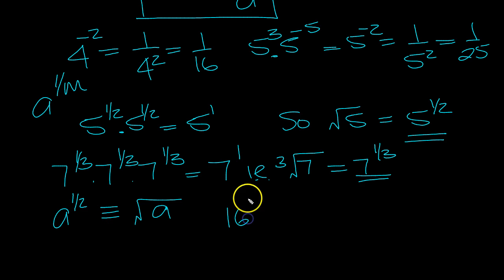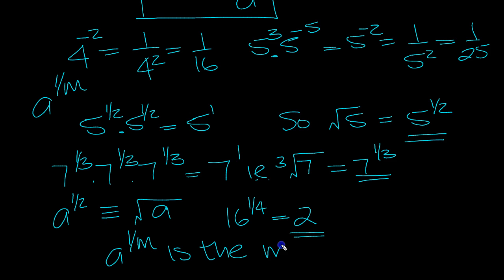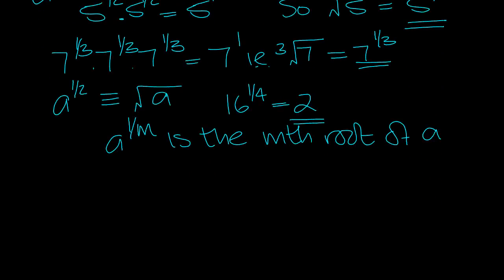So 16 to the quarter would be the fourth root of 16, which is 2. Okay then, so we know what it is now. A to the 1 over m is the mth root of a, because a to the half was the square root, a to the third was the cube root, and so on. So a to the 1 over m is the mth root.